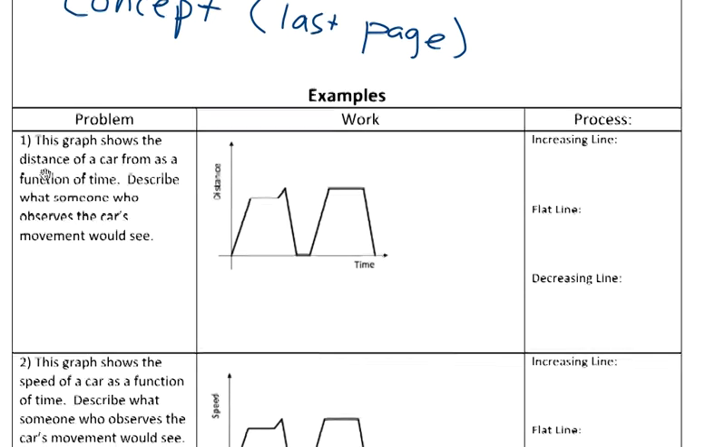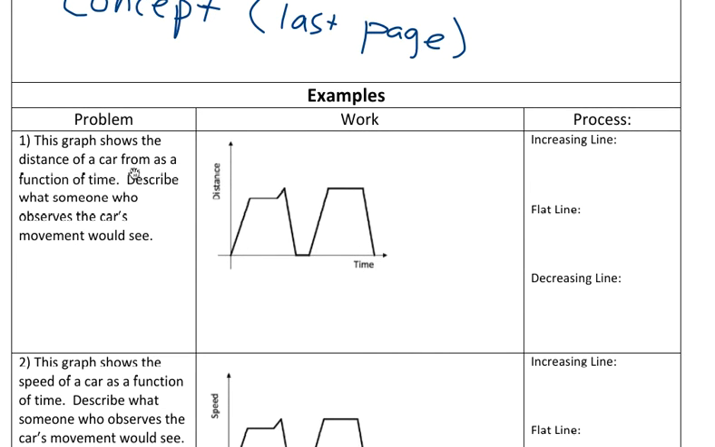It says the graph shows the distance of a car as a function of time. What that means is that we're looking at a car and we have the time and we have the distance. So make sure that you see that. We have the time and then we also have distance. So how far they are driving. Describe what someone who observes the car movement would see.